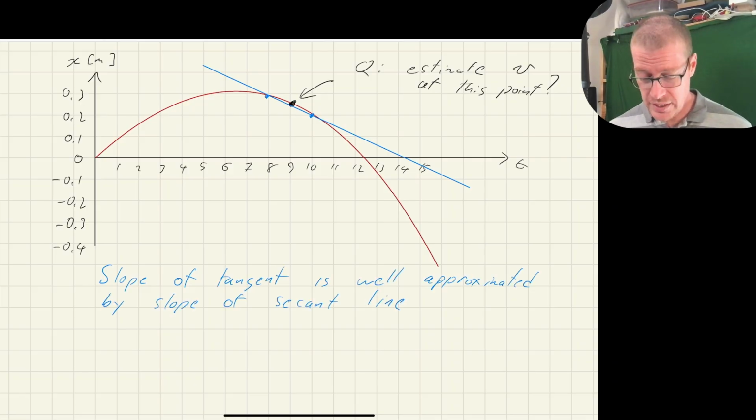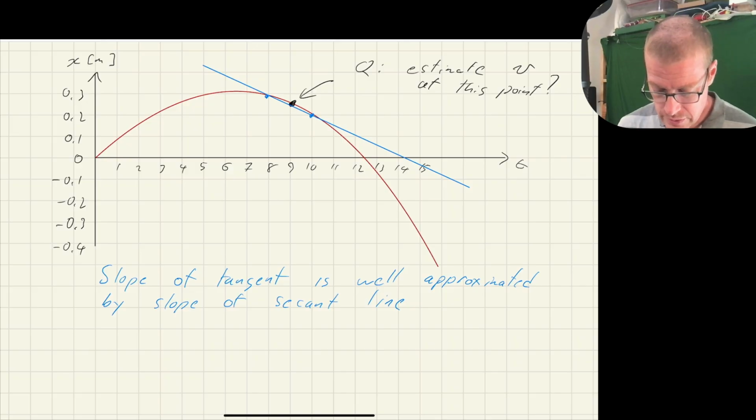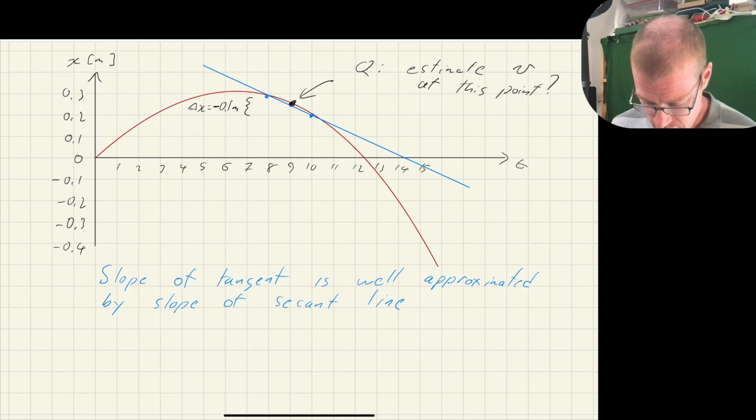Okay, so for this particular example, here the rise is negative 0.1 meters. It's negative because I'm going downhill. And the run is 2 seconds.